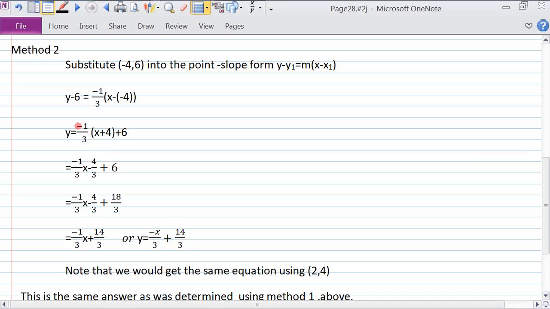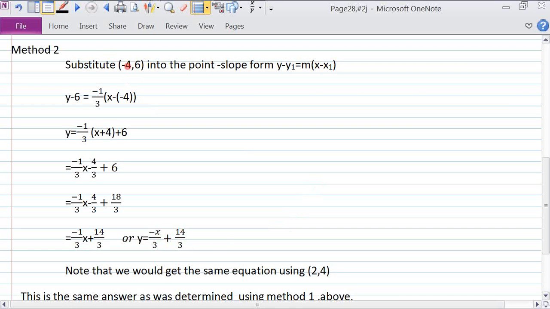Now, using the distributive rule, minus 1/3 times x, I get that. Minus 1/3 times the plus 4 gives me minus 4/3 plus 6. Now I'm going to change the 6 into 18 over 3. Combine the minus 4 and the 18, and I get plus 14. So I get minus 1/3 x plus 14 over 3, or minus x over 3 plus 14 over 3.